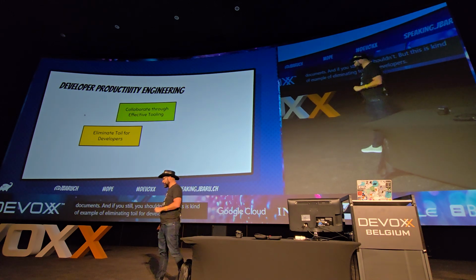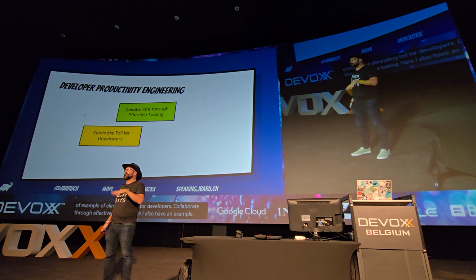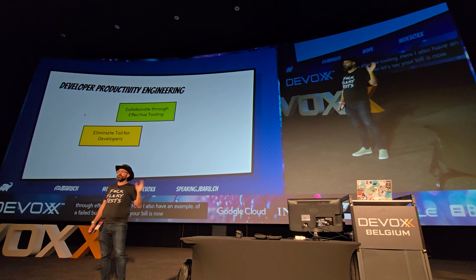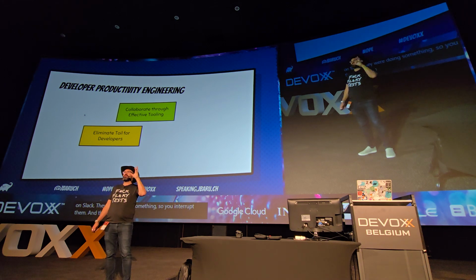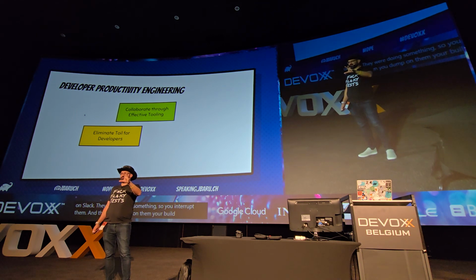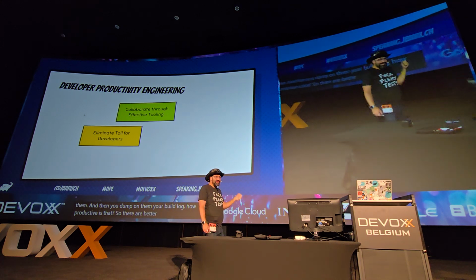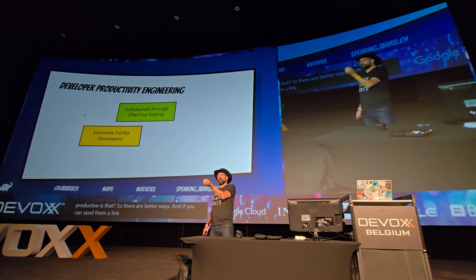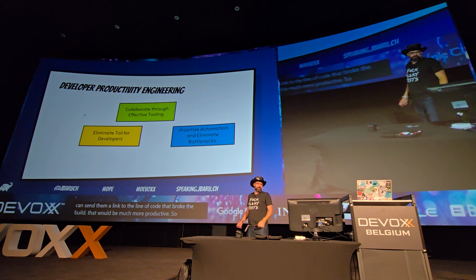Collaborate through effective tooling. Here I also have an example of a failed build. So let's say your build is now failing and you expect that your colleague is to blame. What do you do? You reach them on Slack, they were doing something, so you interrupt them, and then you dump on them your build log. How productive is that? So there are better ways, and if you can send them a link to the line of code that broke the build, that would be much more productive. So that's collaboration through effective tooling.